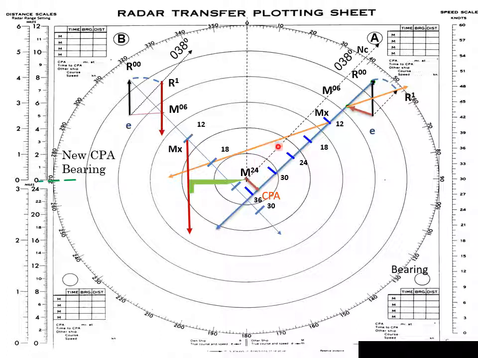So by doing a course change, I took the stern of contact A by 2 nautical miles, and I opened up the CPA from approximately 1 nautical mile to about 3.8 nautical miles.